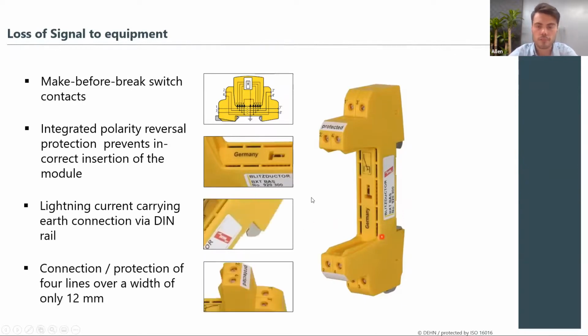Earthing is also done through the DIN rail, so there's no additional need for earthing cables for this SPD.